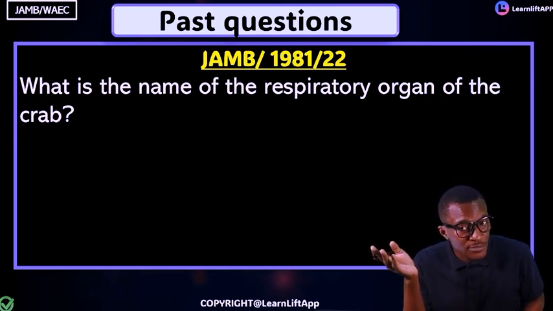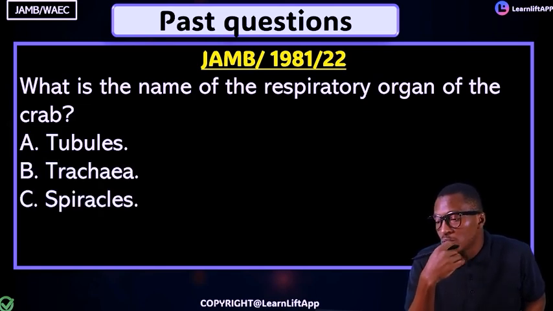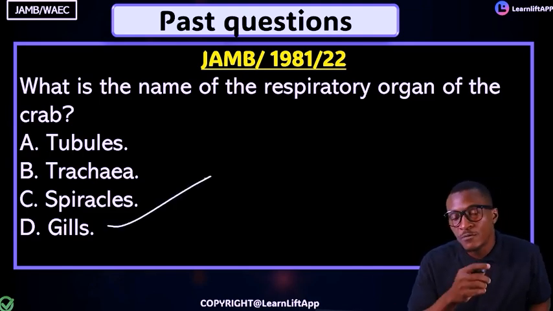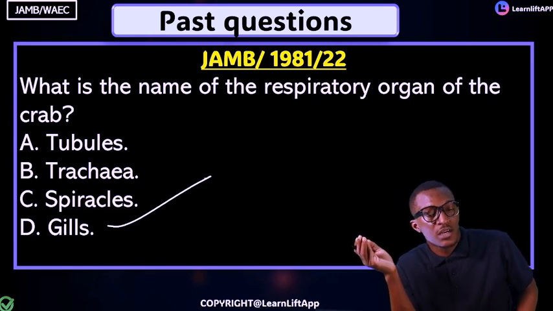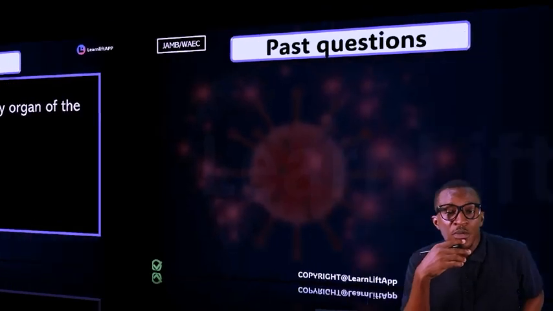Yes, you can tell me. Option A say tubule, C say spiracles, D talk about this. Of course, we said crab. They use what? Gills for what? For their crustaceans. So they use gills for what? For respiration. Making option D the answer.